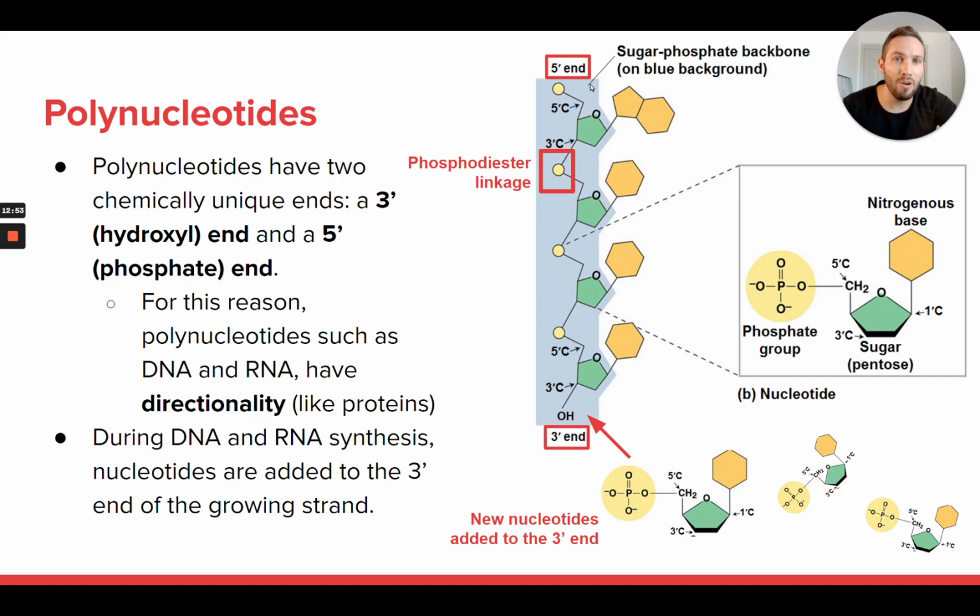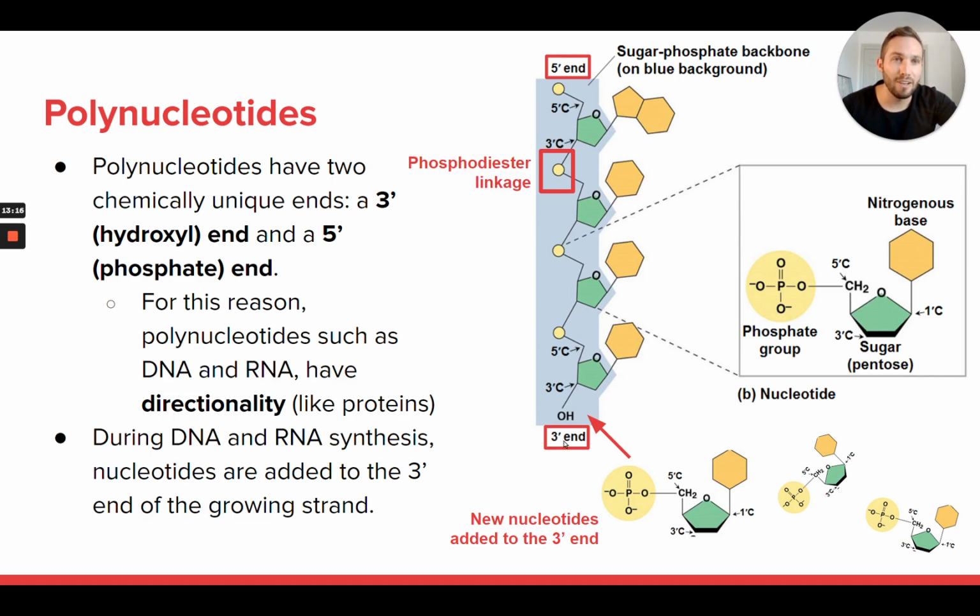And on the other end, if you go all the way to the other side of the strand, which could be hundreds, thousands, millions of nucleotides away, it's going to have a hydroxyl group attached to this 3' carbon on the sugar. And so we call this the 3' end. So this end is going to look different than this end. This end has a phosphate group, this one doesn't. This is called the 5' end, this is called the 3' end.